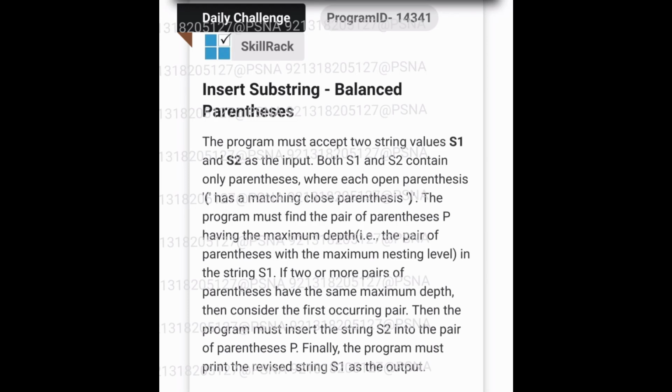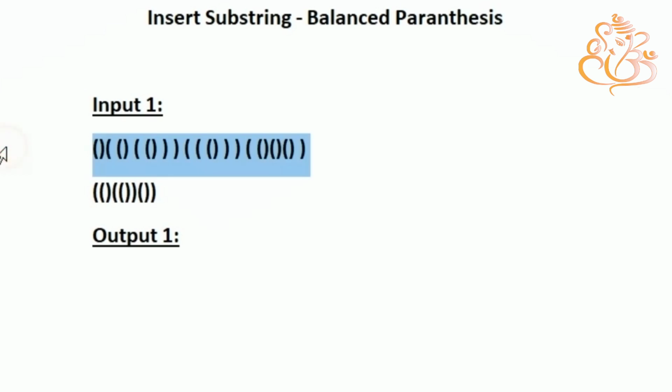This is the question asked in today's SkillRack daily challenge. We will be given two strings as input. Both the strings will be made only using opening and closing parentheses. Our task is to find the maximum depth in string 1, and in that maximum depth we have to insert string 2 and form a new output string.